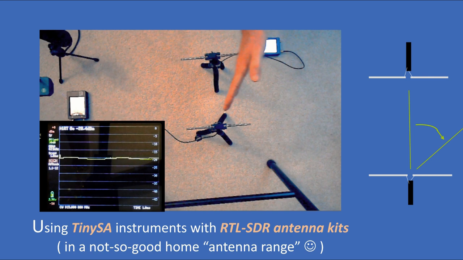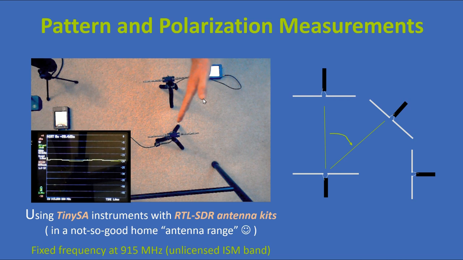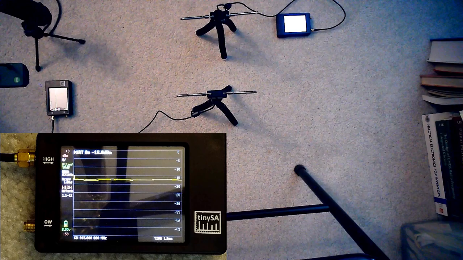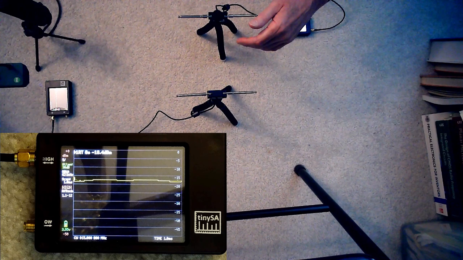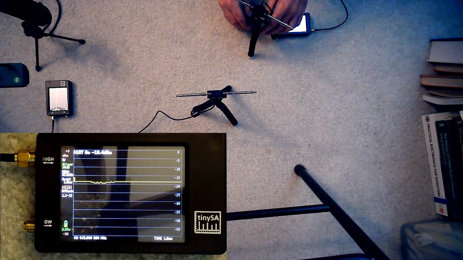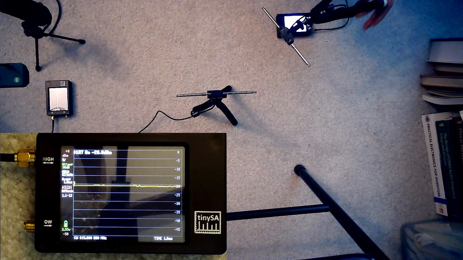Now, another measurement I did in the home office is to take the receive antenna and rotate it around the transmit antenna. And we'll also briefly show polarization. Right now, both antennas are configured broadside to each other, and that's the maximum for a dipole. But if we rotate one antenna around the other one, like this, you can see it starting to fall off a little bit.